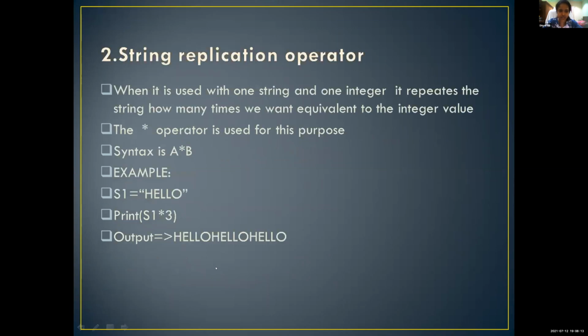The next string operator is the string replication operator. When it is used for one string and one integer, it repeats the string as many times as the integer value. And the operator used here is the star symbol. And the syntax is A star B. So if you want to take an example, we take a string hello. And if you want to print it 3 times, we write S1 star 3. So the S1 string, which is hello, is going to be printed 3 times. Now, if you write S1 star 4 or 5, it's going to show the output accordingly.